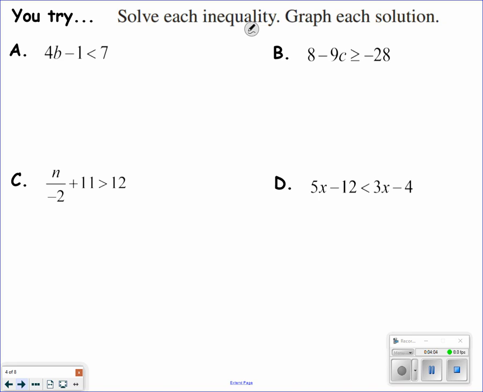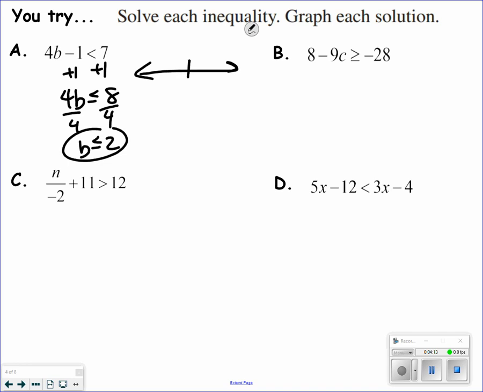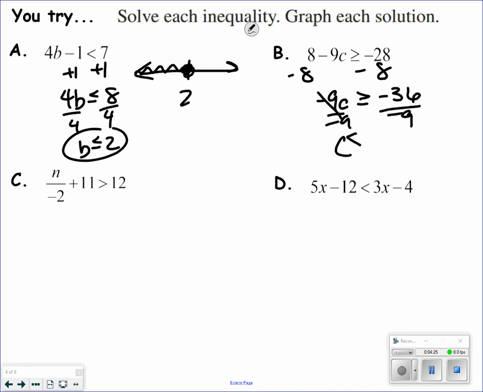All right, I'm back. So I'm going to do these quickly. Adding 1 to both sides, dividing by 4. b is less than or equal to 2. So 2, closed circle, to the left. Next one, I'm going to subtract 8. Subtracting does not change the inequality symbol. Divide by a negative 9. That does change the inequality symbol. So 4, closed circle, shaded left, because it's less.